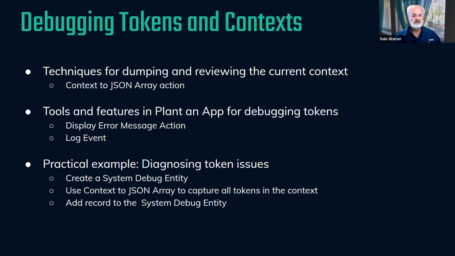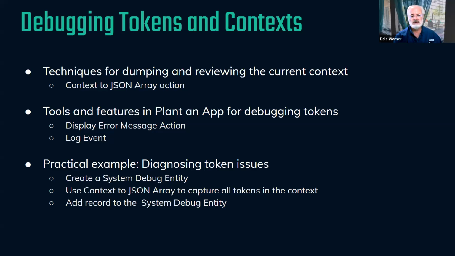There's an action, context to JSON array, that takes all the tokens that you have and puts them into another token that you can then display. So it's a nice way to wrap up all your tokens and display them. I'm going to demonstrate that in a minute, and then a couple of tools that are available to you to display that.